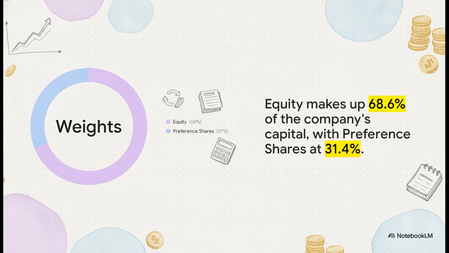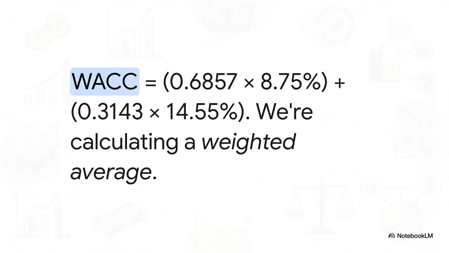So what does that total value tell us? Well, it shows us that equity makes up about 68.6% of the company's capital structure, and preference shares make up the other 31.4%. These percentages are the weights we need for our final calculation. And here is where it all comes together. We take the weight of equity and multiply it by the cost of equity we found earlier, 8.75%. Then we add that to the weight of preference shares, multiplied by its cost of 14.55%. See? We're literally calculating a weighted average.